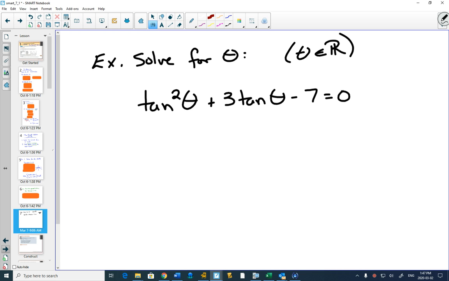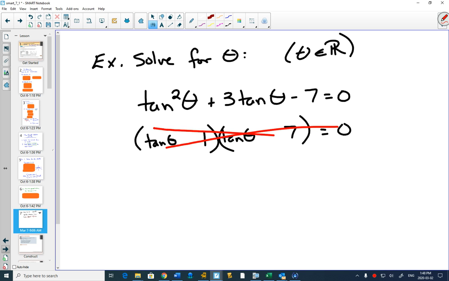tan squared theta plus 3 tan theta minus 7. If you tried to factor this, this would be an easy one to factor, because it would have to be tan theta and tan theta, and the only way to get 7 would be 7 and 1. Although if you check your outside and inside, there's no way with an outside of 7 and inside of 1 to get 3. And so factoring does not work.